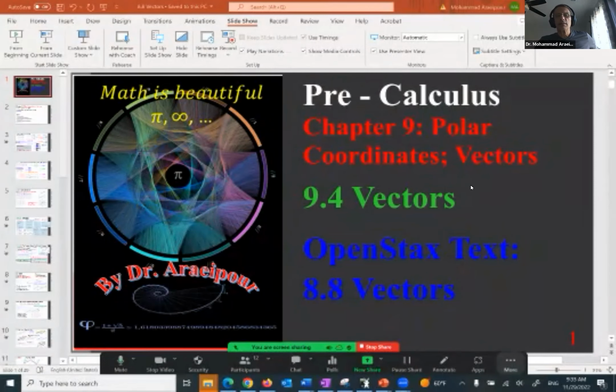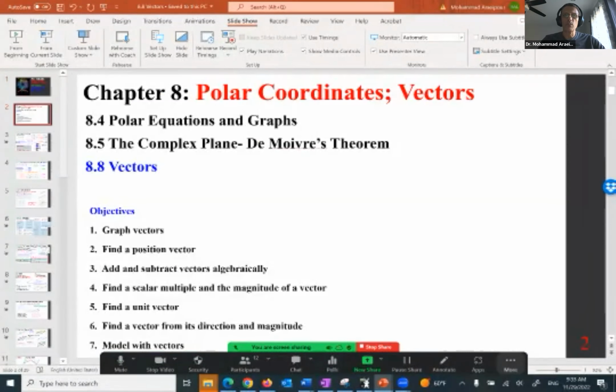We are looking at section 8.8, vectors. We have covered a big chunk of this. So let's quickly recap what we have done, and we are going to move on. We covered polar equations and graphs, complex plane, De Moivre's theorem, and now the vectors.